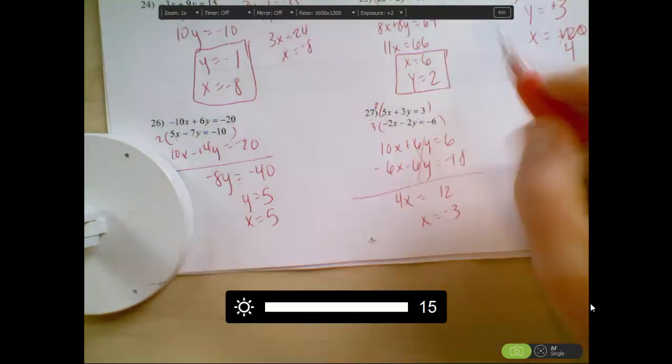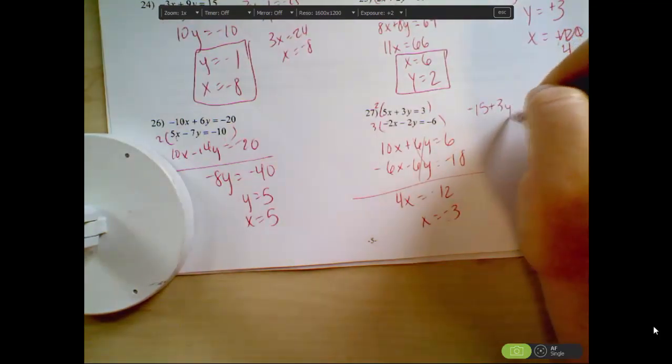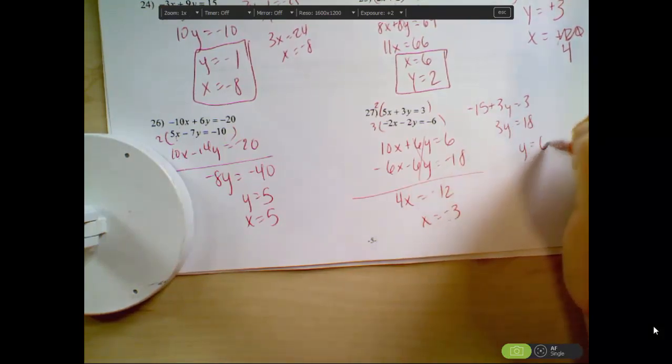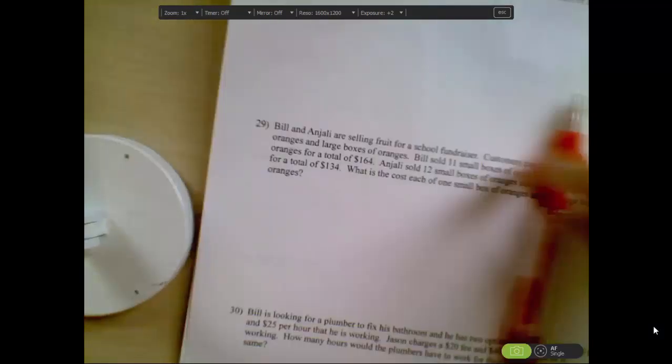That's negative 15. So now I have negative 15 plus 3y equals 3. Add 15 to both sides. 3y equals 18. Y equals 6. So your answer is negative 3, 6. Almost done. I better check and make sure this is working.